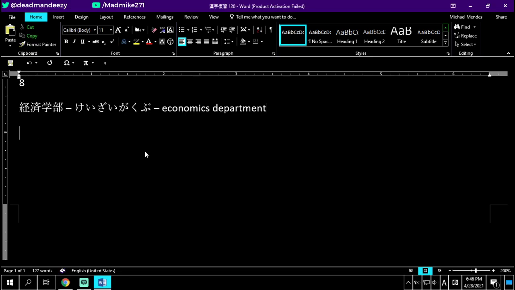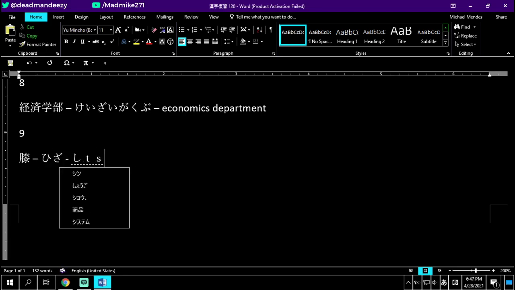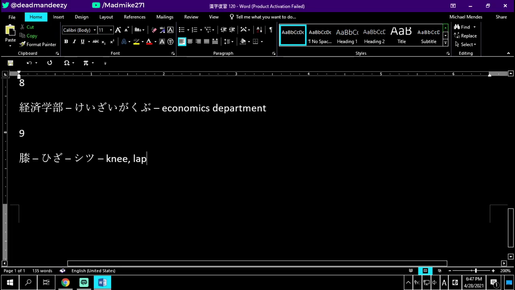Economics department. Number 9 is hiza, which is your knee. Hiza or shitsu is a knee or a lap. It's made of a month, a tree, a person, and water. Hiza, shitsu, or knee.